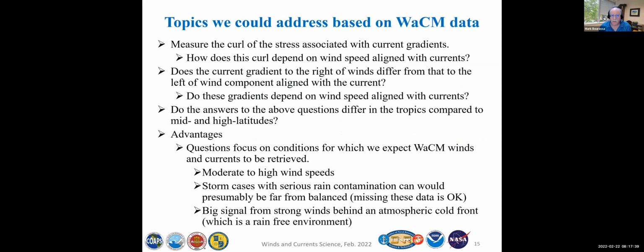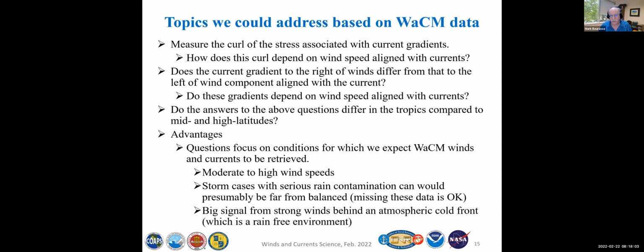So can we do something with this if we had a satellite that measured winds and currents? Well, the key processes involved here are stresses, and scatterometers measure a wind that is really a stress, but it's made to look like a wind for various reasons. So that's good. And we need current gradients. So if we measure currents, we can get current gradients.